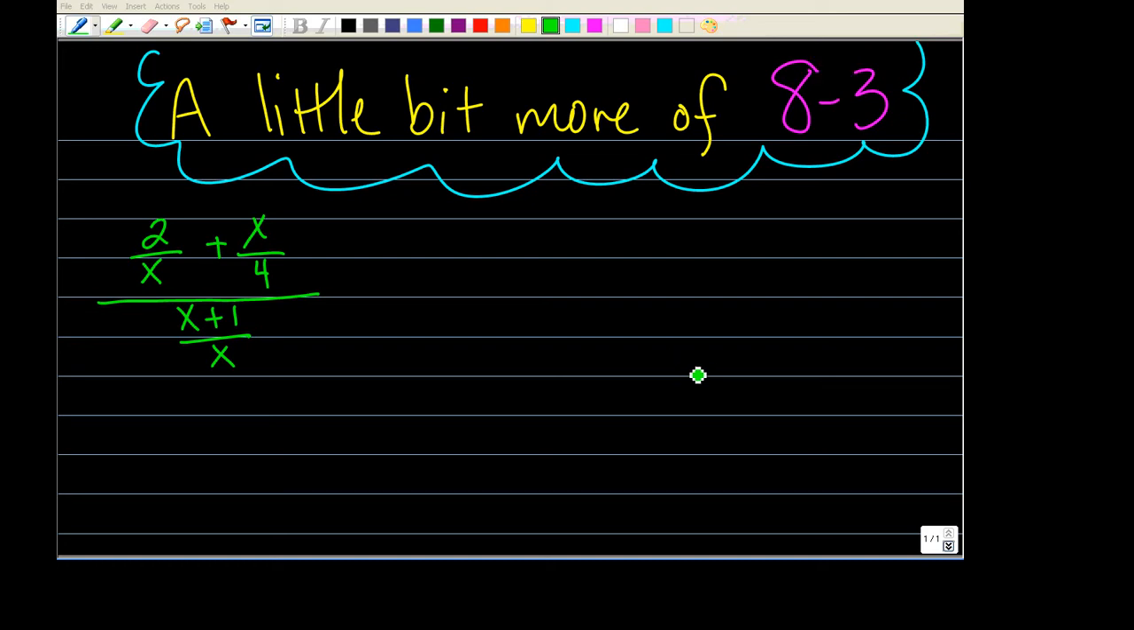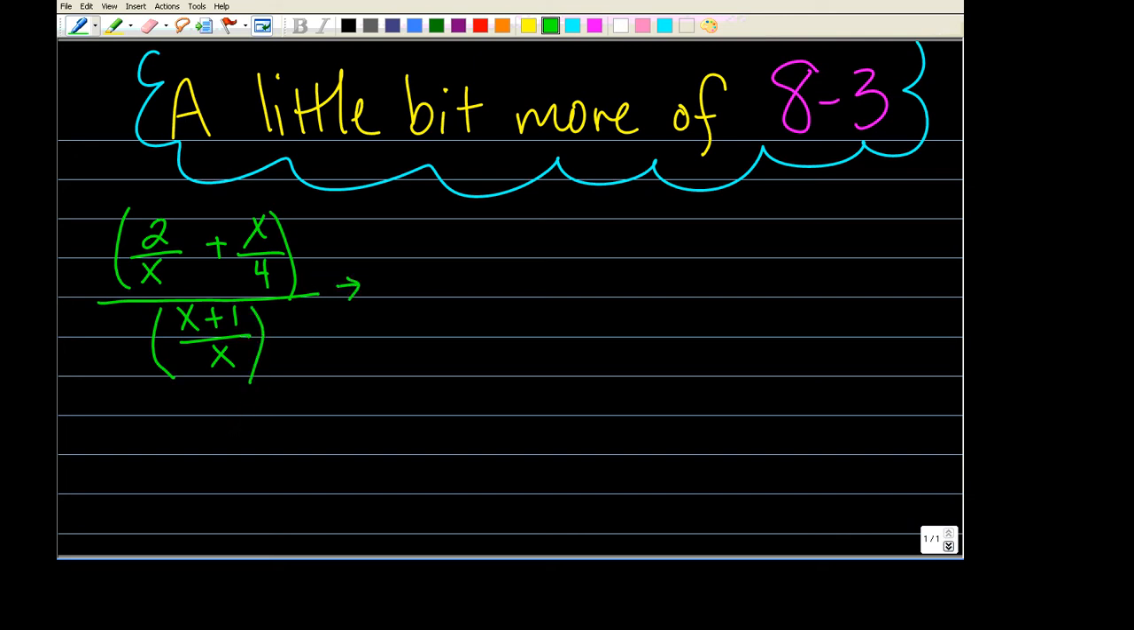Hey everyone, this is going to be just a short video of a little bit more of 8-3, adding and subtracting rational expressions. So in your assignment tomorrow, you're going to see something that looks a little bit like this, and your first reaction may be, what is that? Why does that look so crazy? But if you notice that really I've got a statement here that is being divided by another one.